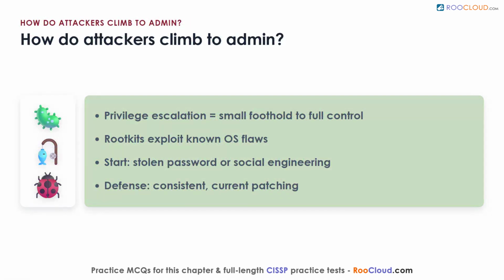How do attackers climb from user to administrator? Once they gain any foothold, attackers usually want more power, and that leap is called a privilege escalation attack. A common tool is the rootkit, freely available online and built to exploit known operating system flaws. The attacker often starts with an ordinary user account grabbed through a stolen password or social engineering, then runs a rootkit to reach root or administrator level. From standard user to full control, that jump is the whole point.